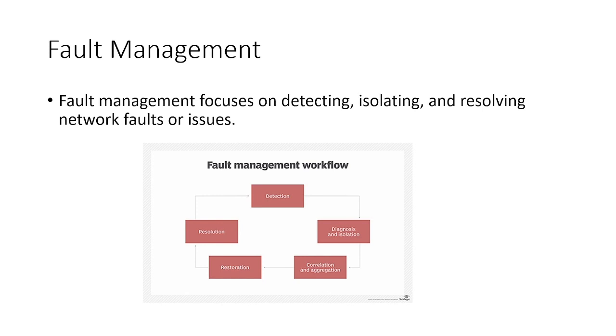Fault management is a crucial aspect of network management that involves detecting, isolating, and resolving issues or faults within a computer network. Here are some key components and techniques involved in fault management. 1. Fault detection. Network administrators use various monitoring tools and techniques to detect abnormalities, errors, or failures in the network. This can include monitoring network traffic, device performance metrics, and event logs.